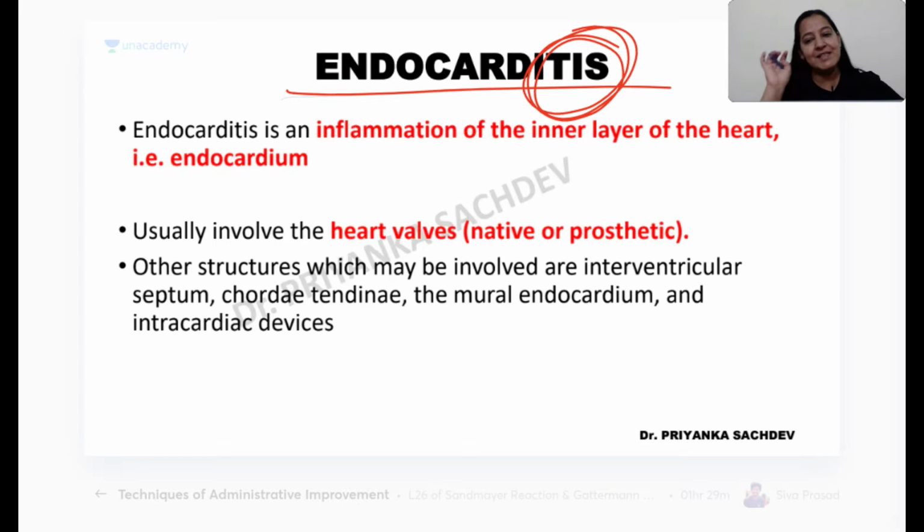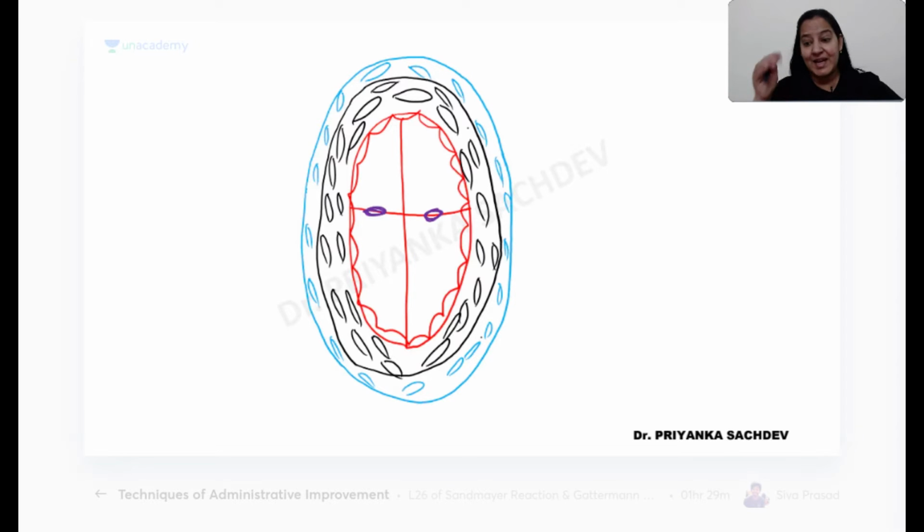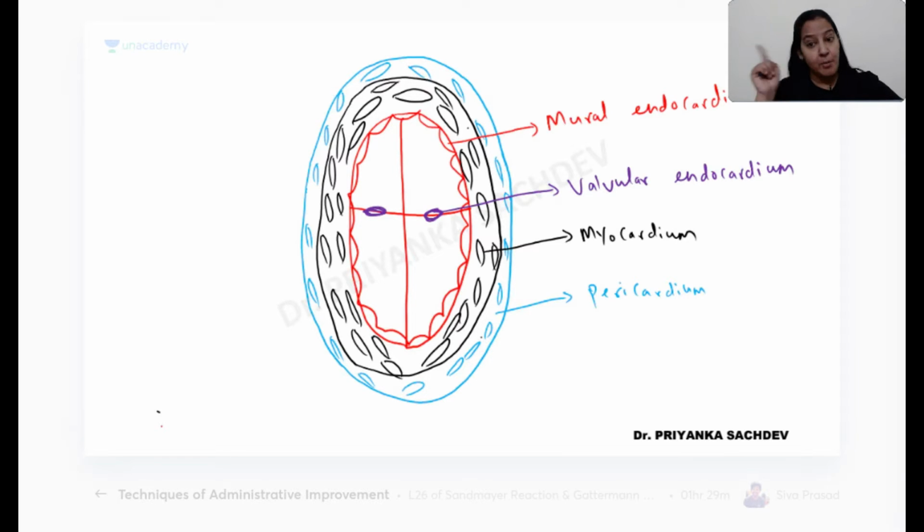So endocarditis. In pathology, itis means inflammation. Endocarditis means inflammation of the endocardium. The endocardium is the innermost layer of the heart. The heart has basically 3 layers. These are the 4 chambers of the heart, and these are the 3 layers. The innermost layer is the endocardium, which I have drawn with red color. The middle layer is the myocardium, drawn with black color. And the outermost layer is the pericardium, drawn with sky blue color.